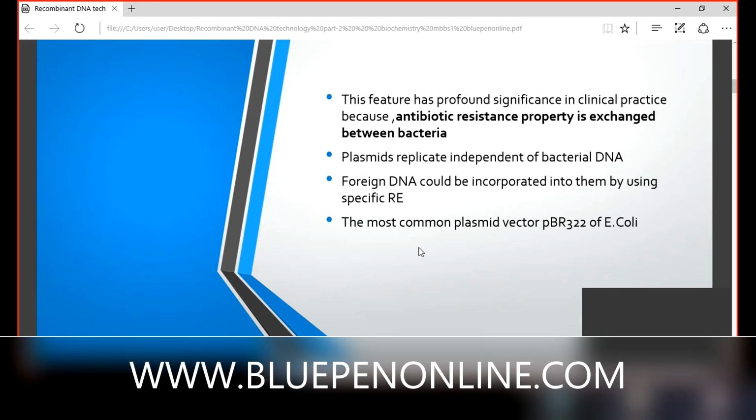pBR322 of E. coli. We are dealing with EcoR1. So, which is the plasmid vector used in E. coli? That is the most important thing. So, pBR322, right?